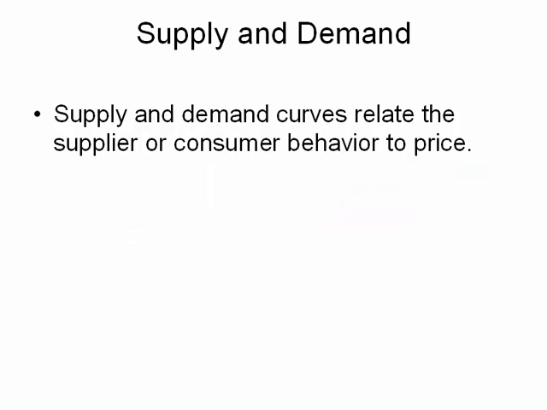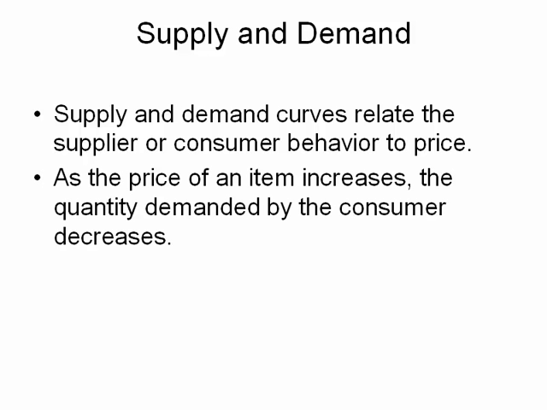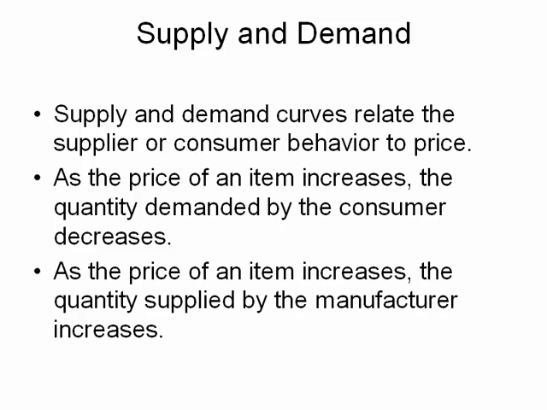Supply and demand curves relate the supplier or the consumer behavior to the price. Now we know as the price of an item increases, the quantity demanded by the consumer decreases. In other words, high prices aren't very attractive to consumers. As the price of an item increases, the quantity supplied by the manufacturer increases. In other words, if you can charge a high price, you're going to want to put a lot of them out there for the consumer to buy.